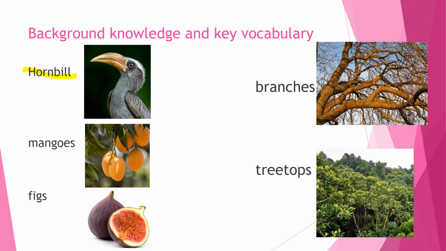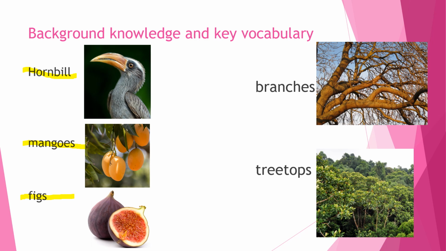Mangoes. Mangoes are a juicy stone fruit produced in tropical trees. The next word we've got is figs. Figs are a soft pear-shaped fruit with sweet dark flesh and many seeds inside.